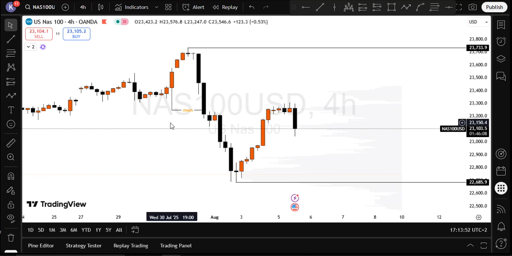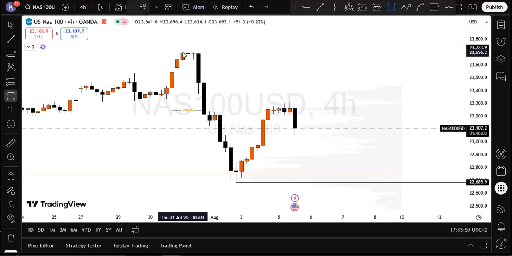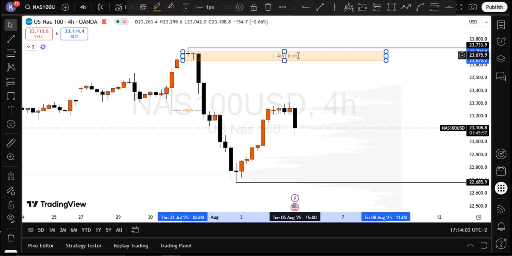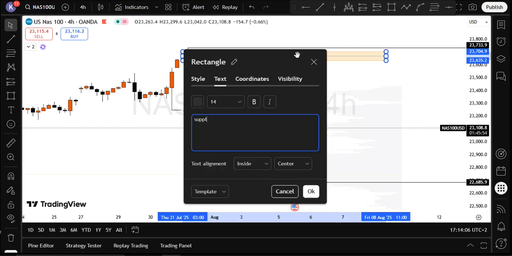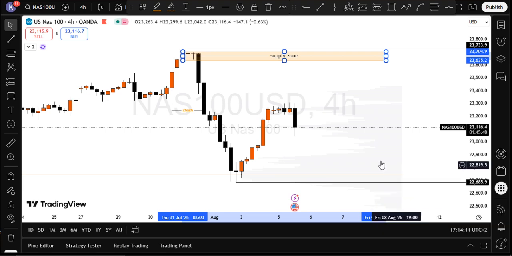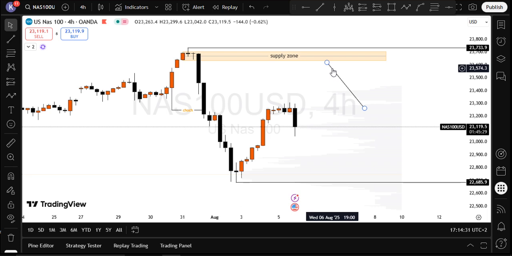After spotting our change of character, we can see that we also have a supply here. This is a supply zone: the last bullish candlestick before the push to the downside. But we can see that the market didn't mitigate our supply zone. What was the reason behind the market not reaching our overall supply zone?